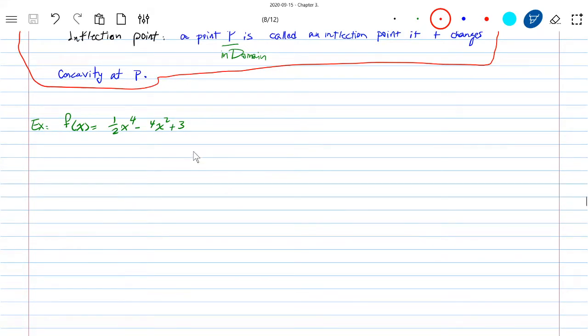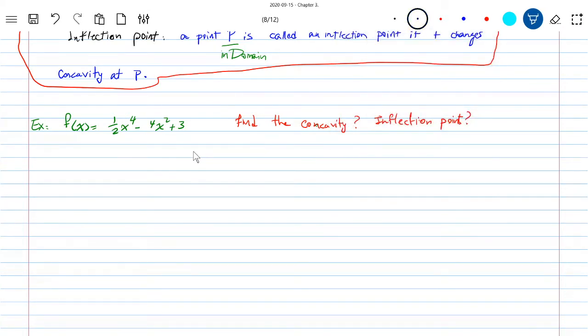Here's an example of it. Given this function f, we want to find the concavity interval. Find the concavity of f. Where is it concave up, where is it concave down, and find the inflection point as well. By the way, when they ask you for an inflection point, give a coordinate, x and y. Don't forget that. Anytime you're asked to find a point, find the coordinate, both x and y.